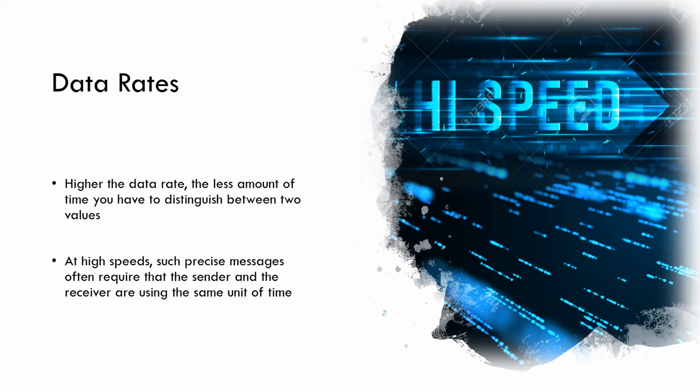It's the same when it comes to computers. A faster data rate requires more precise encoding and decoding in order to be accurate. At high speeds, such precise messages often require that the sender and receiver are using the same unit of time to know how frequently to measure the voltage on the wire, and to know how to split it into bits. In the USB protocol, and this would be an exercise in your homework assignment, each message always starts with a clock synchronization that allows the sender to specify how long each bit is going to be.